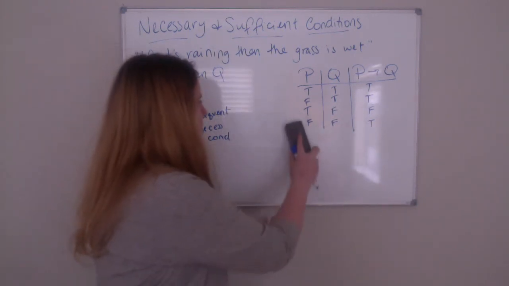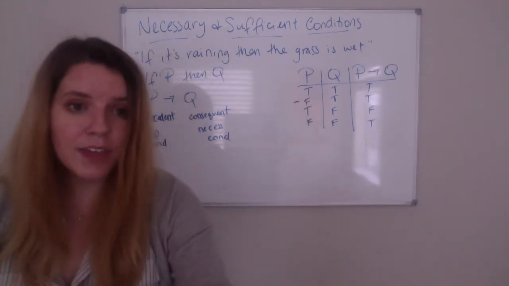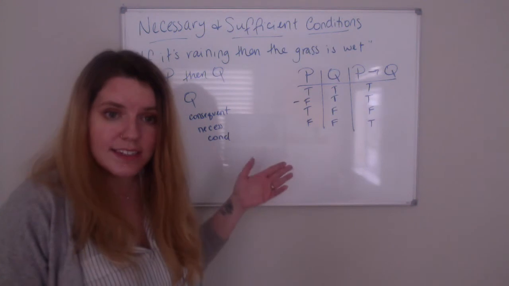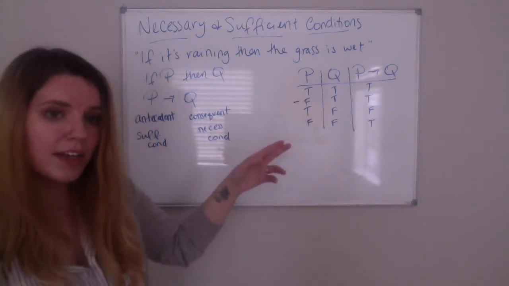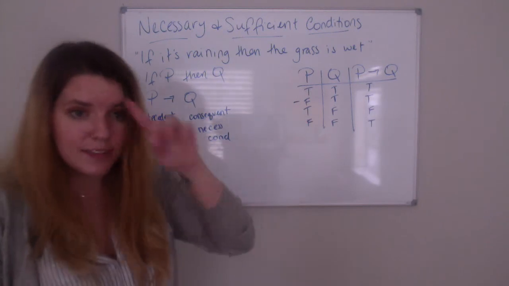Let's look at the second row. So we're looking at the second row. In this case, the antecedent is false and the consequent is true, and the conditional claim is true. How can this be the case?